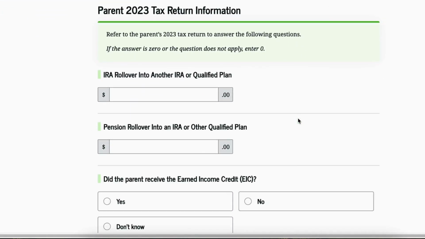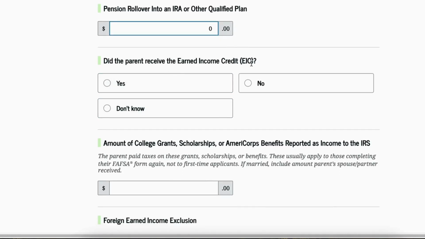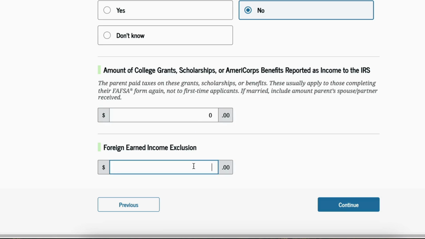And then these questions would be ones for your parents. So if they have received any money from their pensions or their IRA, if they have any earned income credit, this is going to be, I believe, on line 27, but there will be a little I for information, and you can say either yes, no, or don't know. I will say no. If they have received any of these amounts in terms of college grant scholarships or foreign earned income, and then we'll hit continue.